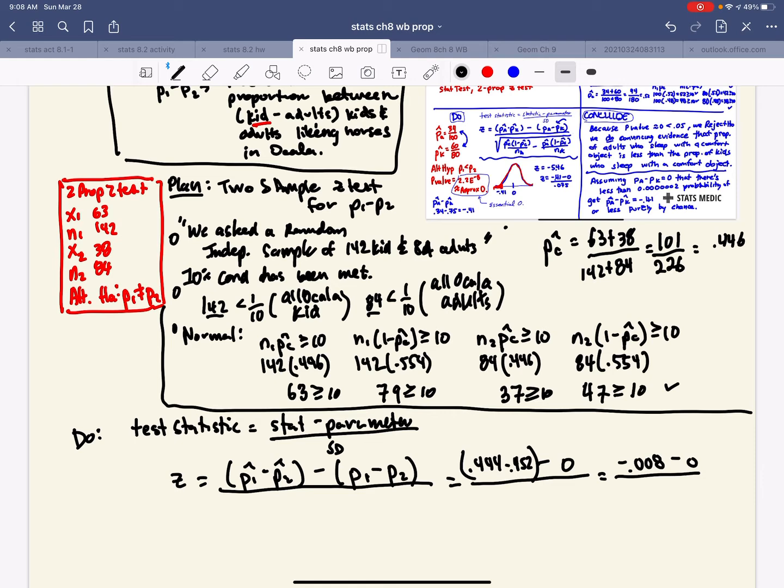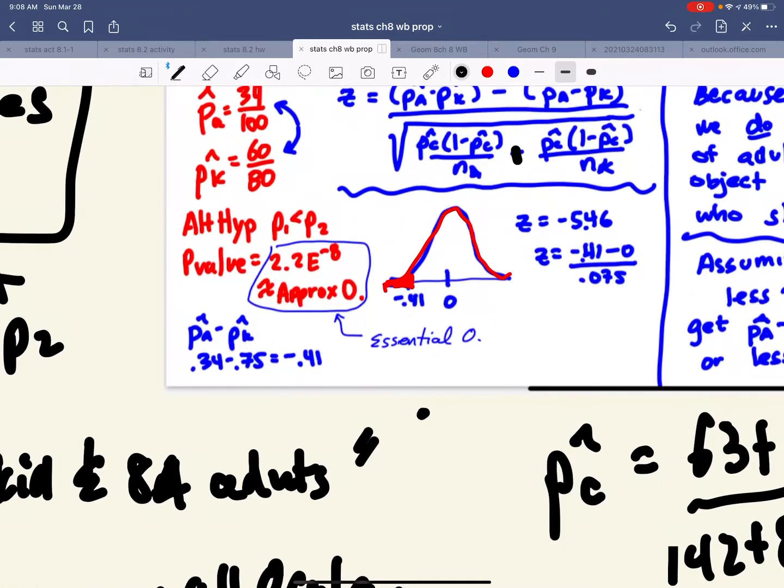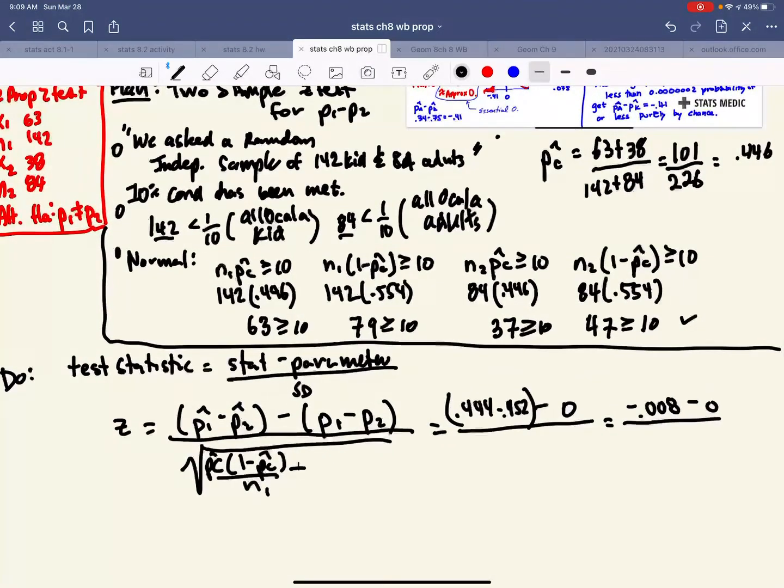And then for our test statistic, our standard deviation, that'll be p hat combined times 1 minus p hat combined over n1. Why did I write a plus? This should be a plus sign, right? We always add variances. That was weird. I wrote that. Brain fart. Plus p combined, 1 minus p combined, all over n2.